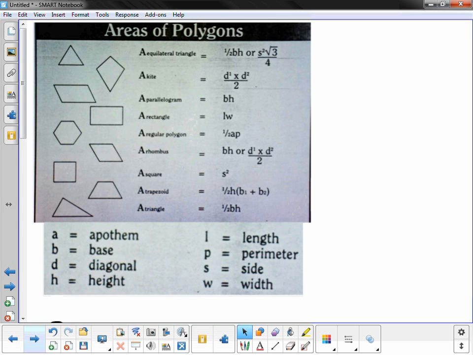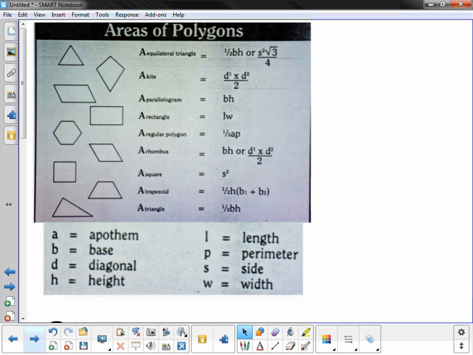If we have a triangle, we know we have all those formulas for the triangle. Area of a kite, all we need are the two diagonals, and we can multiply them and divide by 2. The parallelogram is just base times height, and that height is perpendicular to the base. In the case of a rectangle, it's length times width, or base times height, because the base and the height are the length and the width. Any regular polygon, the formula says it's 1/2 AP. That A stands for the apothem.